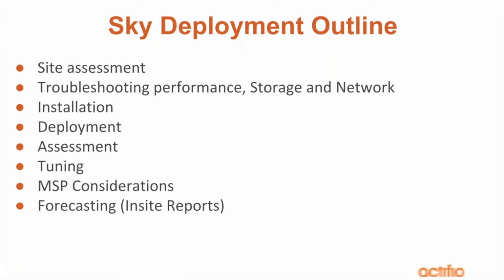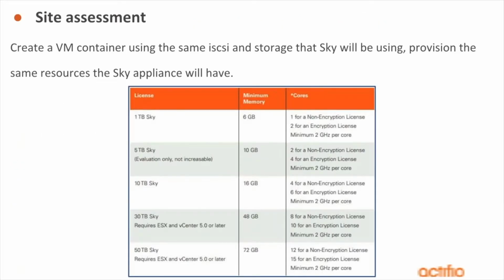So today we're going to start off with some site assessment. That is to say, are we going to install Sky in the right place? As anybody who has used a Sky will know, depending on the capacity of the Sky appliance, we do have different hardware, or what we'll say virtual hardware requirements. As you can see, they are fairly light until you start to get up into the larger pools over 30 terabytes. And you will note if you do need encryption, we do require extra cores to support that encryption.